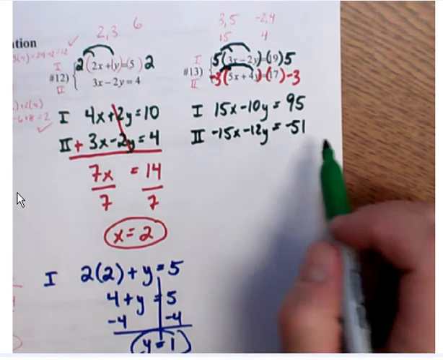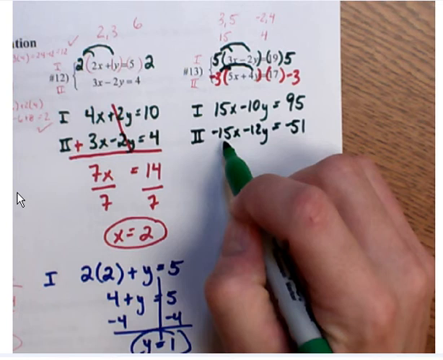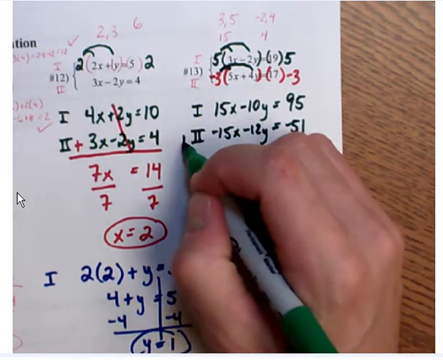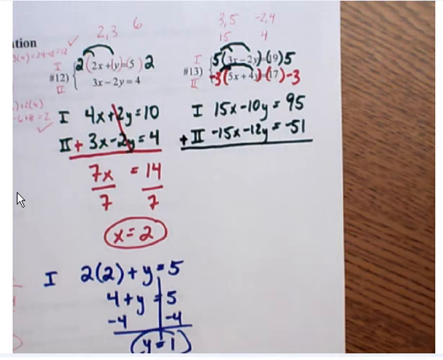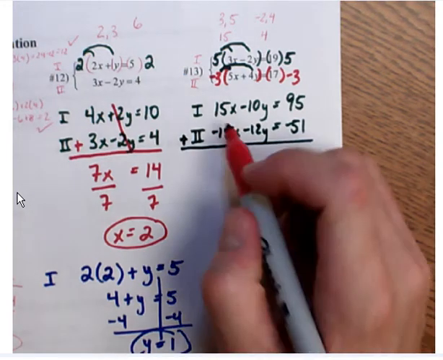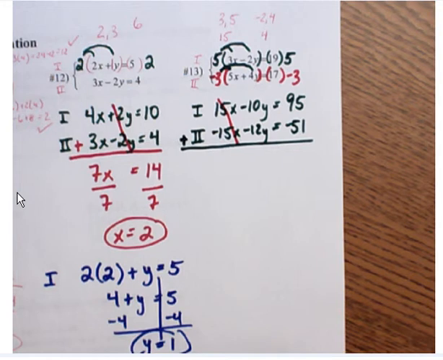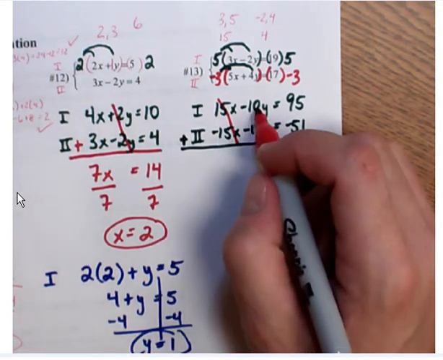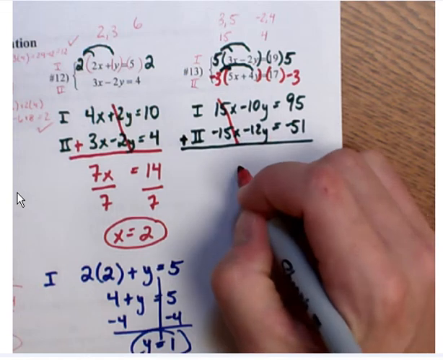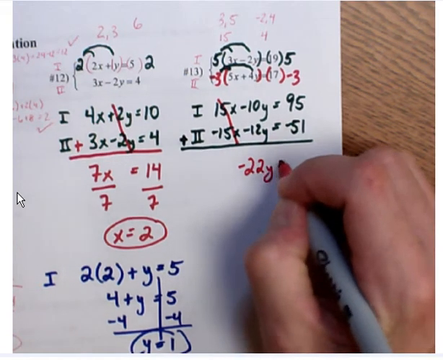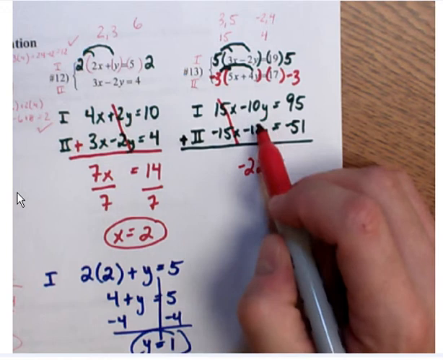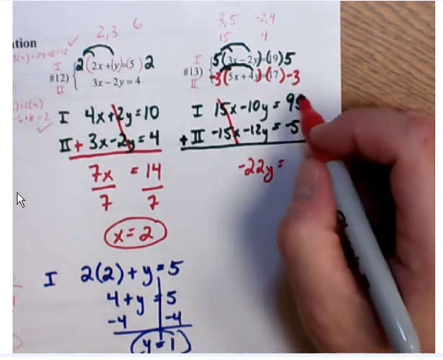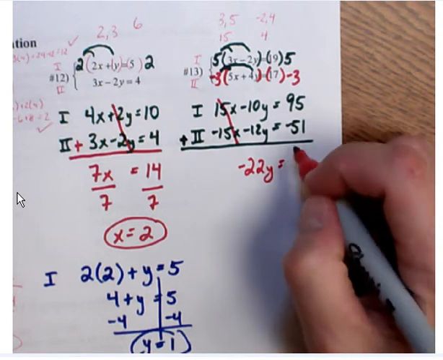Now look at the equations. 15x, negative 15x, those are opposites. If we add opposites, then they're going to cancel, they eliminate. So the x's are going to be 0. 15 plus negative 15 is 0. Negative 10 plus negative 12 is negative 22y. You can even think of this as just subtraction. Negative 10 minus 12 is negative 22, and then 95 minus 51 is 44.